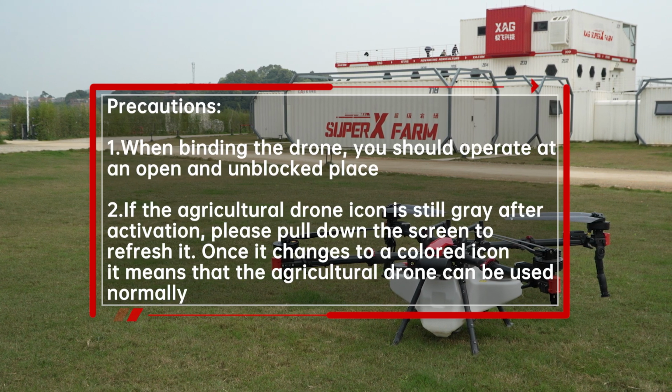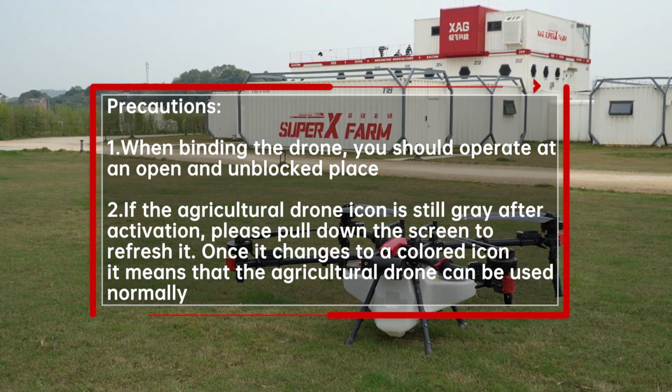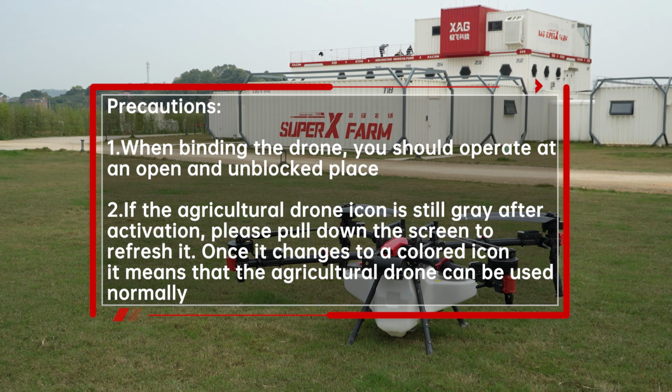Precautions. 1. When binding the drone, you should operate at an open and unblocked place. 2. If the agricultural drone icon is still gray after activation, please pull down the screen to refresh it. Once it changes to a colored icon, it means that the agricultural drone can be used normally.